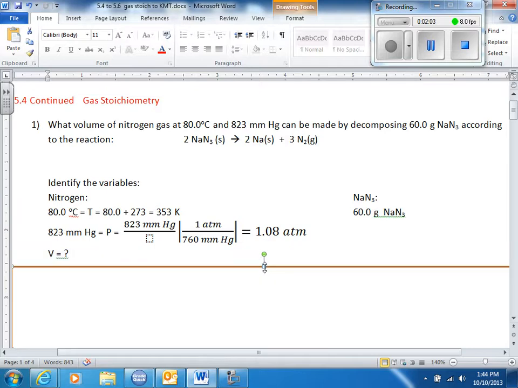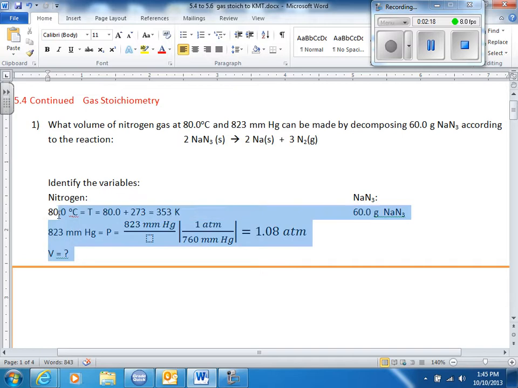What are we trying to find? What volume? We're asked for the volume. So you look at this and you say, I've got temperature, pressure, I'm asked for volume. If you see all of these and you're not seeing any variable twice, you should think, oh, PV equals nRT. And you look at this and you say, what am I missing from this left side? Well, I'm missing n. If I could find n for nitrogen, n meaning moles, then I could use PV equals nRT.